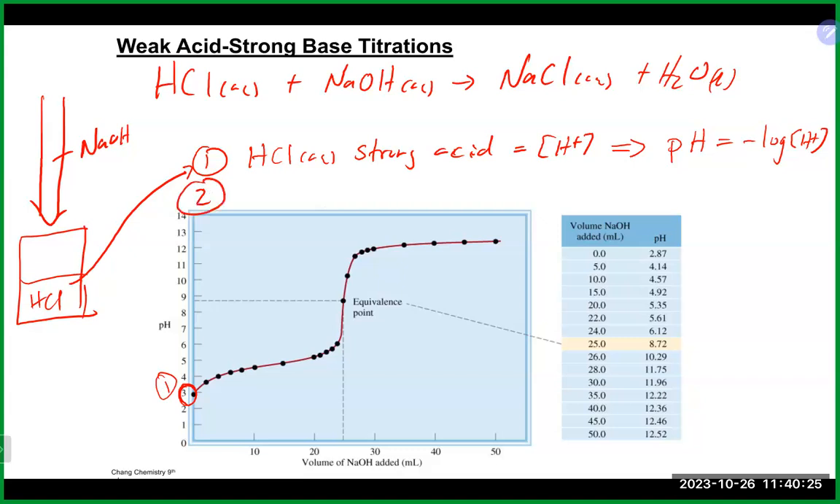Now we got to the second part as well. In the second part, when we start adding sodium hydroxide, which is going to take us to the equivalence point, we will get a reaction that will happen, and it is the one that I wrote above there. We'll get our HCl and our sodium hydroxide reacting with one another, making our sodium chloride and our H2O.